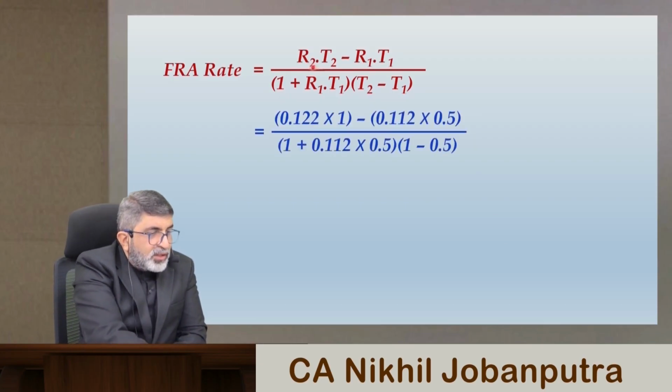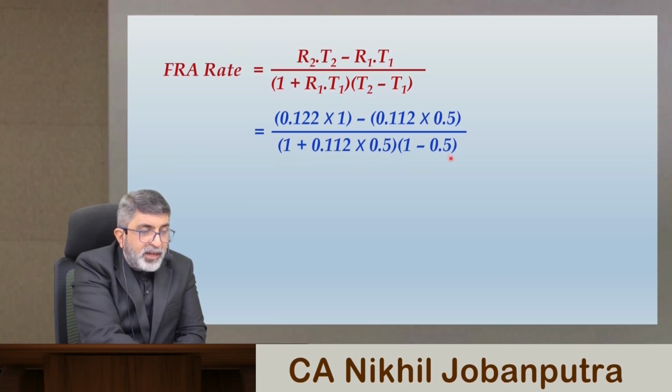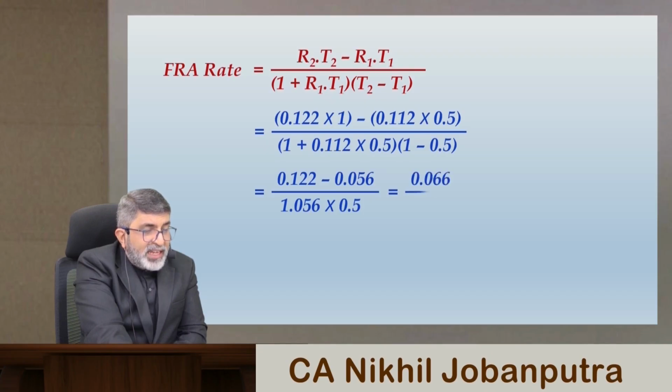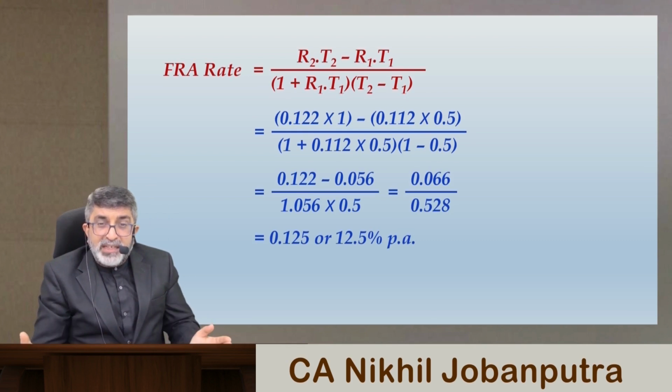So look at this, the R2 and T2. T2 was 1 year, entire 1 year. R2 was 12.2%, so 0.122. R1 was 11.2%, so 0.112. And T1 was 6 months, so 6 by 12 means it is 0.5. This is 1 plus the time adjusted factor for the short period and multiplied by the difference between the long period and short period. When you do this calculation, what you will directly get is the annualized FRA rate directly.